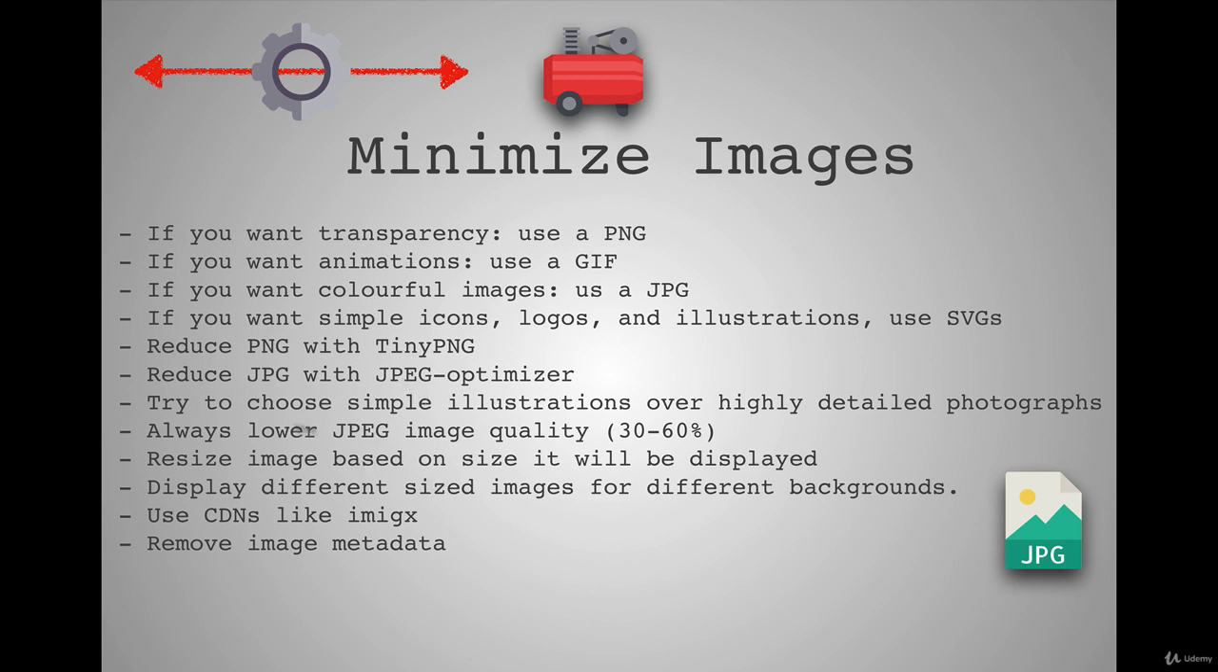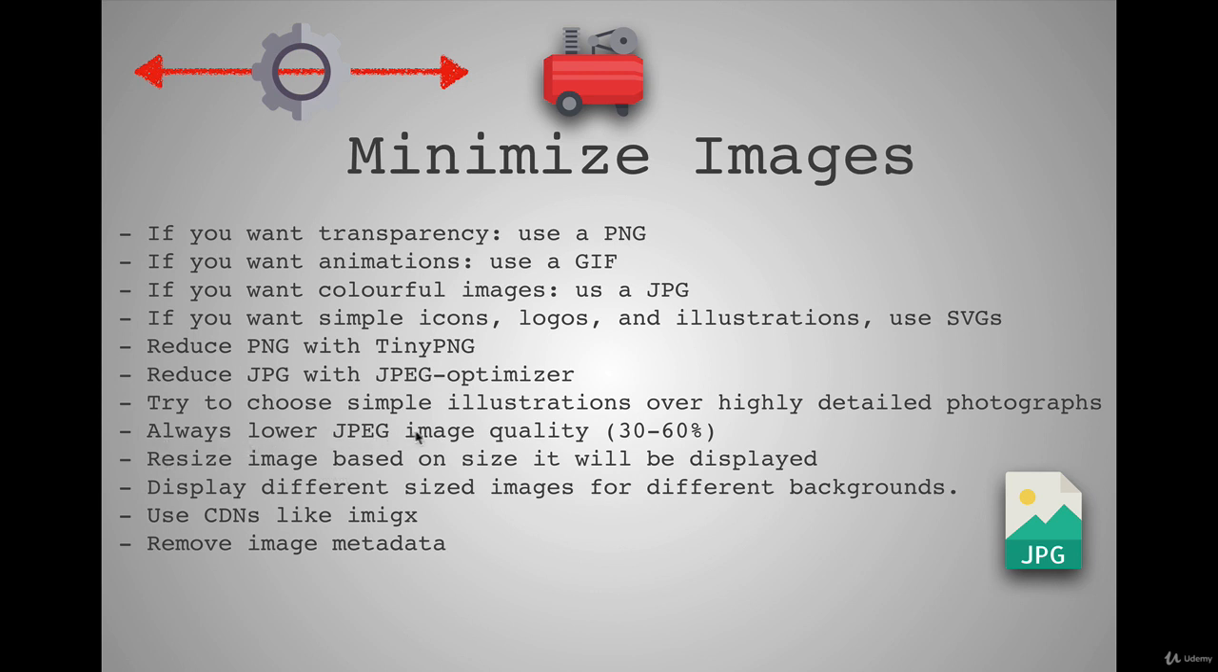Let's look at the next point. We want to try and choose simple illustrations over highly detailed photographs. And that's pretty self-explanatory. Whenever you're building a website or a web app, just be conscious of what images you are using. Do you really need that super detailed photo of your dog? Or can you just maybe use a nice dog icon instead? Let's go to the next one.